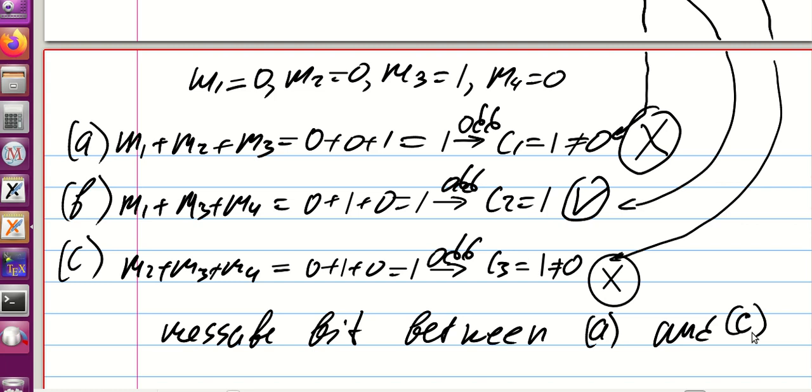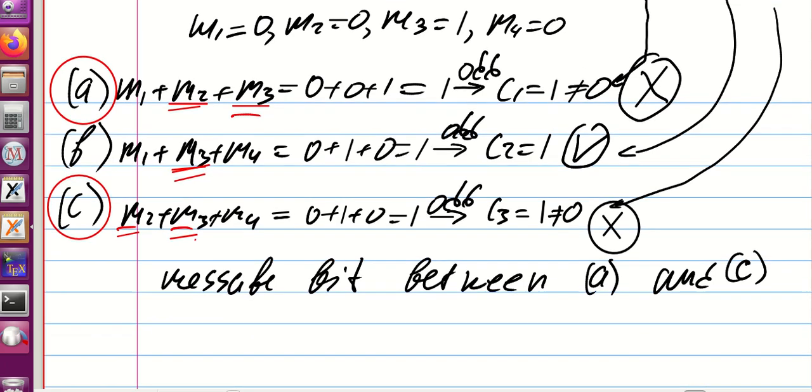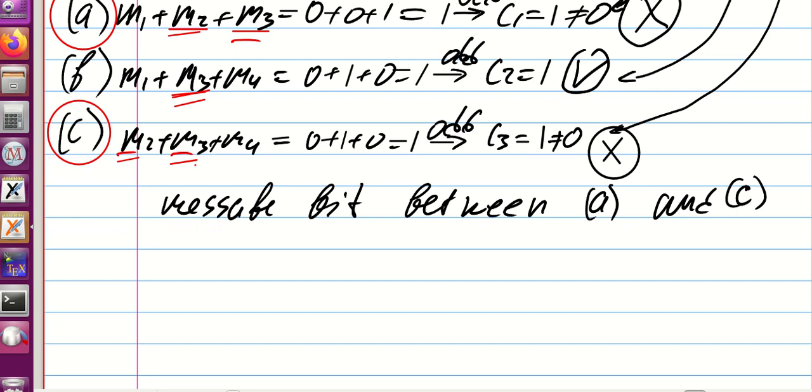So basically what you do, you have to find a common one between circle A and circle C, and there are two things that are common to both of them. M2 is common to both of them, and M3 is common to both of them. But unfortunately, M3 is also common to circle B, so we cannot change M3. We only have to change the one that's only common to both A and C, but not to B. Right? So that would be M2, and M2 was 0.